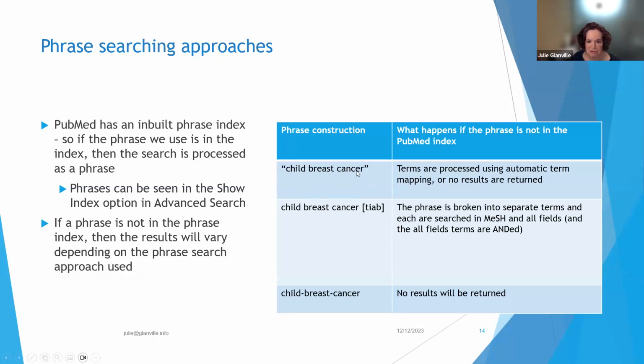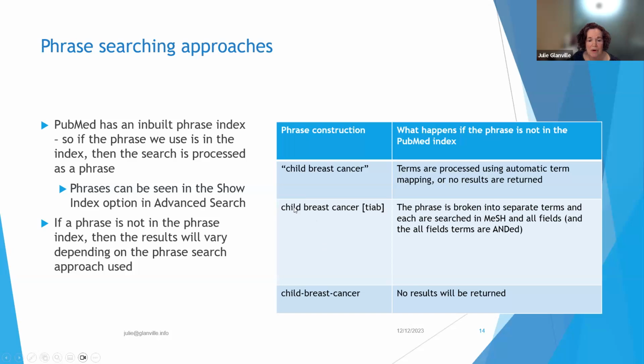So here I've got a phrase that I know is not indexed, child breast cancer. If I search with it as a typical phrase enclosed by quotes, it will give me no results. There are actually those phrases in there, but they have not been indexed. So PubMed checks the phrase index, doesn't find it there, and says no results.